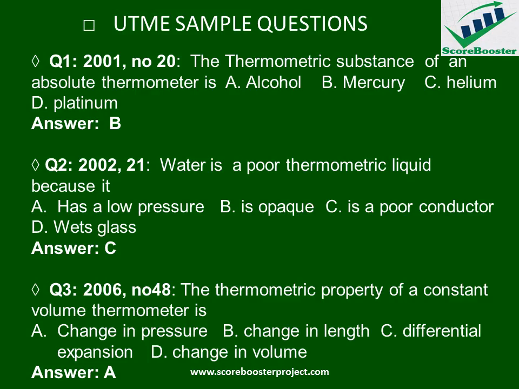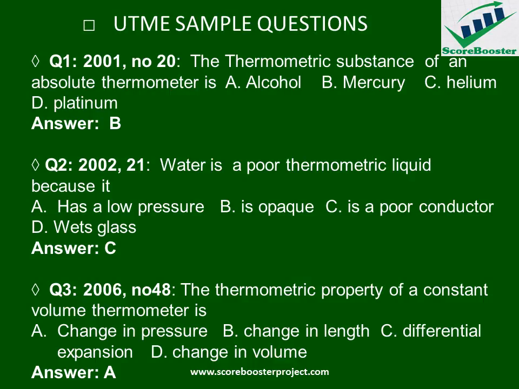Now on to the sample questions from the UTME, and the first question we shall be considering comes from 2001, number 12. The question goes thus: the thermometric substance of an absolute thermometer is dash. Option A, alcohol. Option B is mercury. Option C is helium. Option D is platinum. So the correct answer here will be mercury.